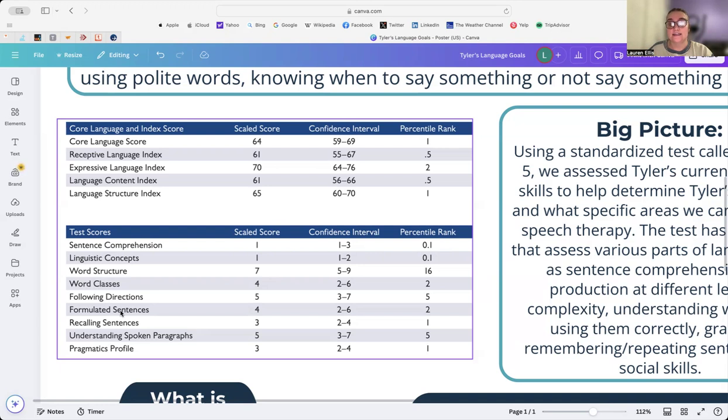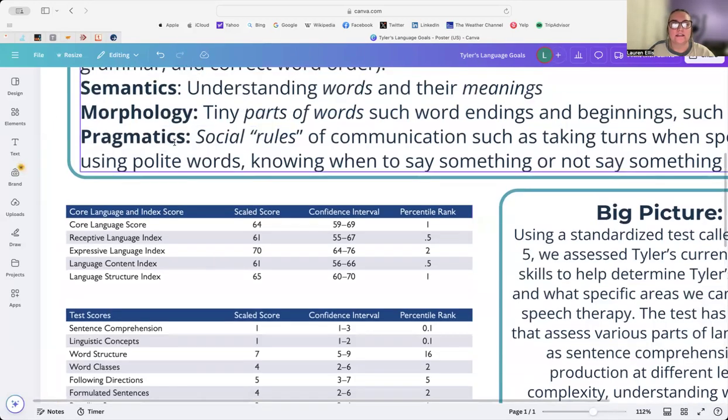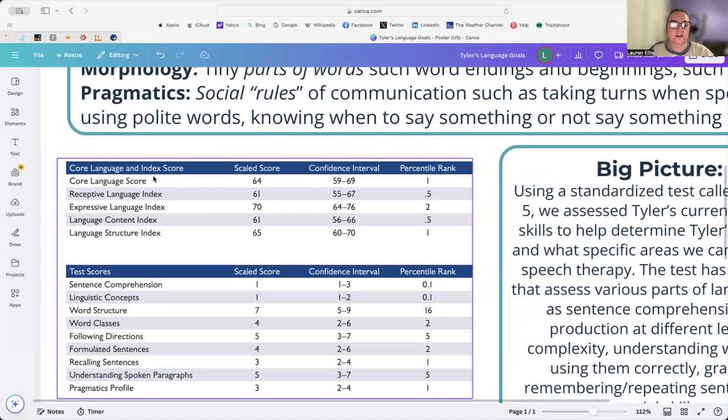Formulated sentence assessed his production of sentences. Recalling sentences assessed if he could hear and remember a sentence and then repeat it. Understanding spoken paragraphs helped us assess how he can understand a longer chunk, but then also express a sentence himself in response and answer questions. And then the pragmatics we talked about was this one right here, just some of those social rules of communication. So there's a section on that.